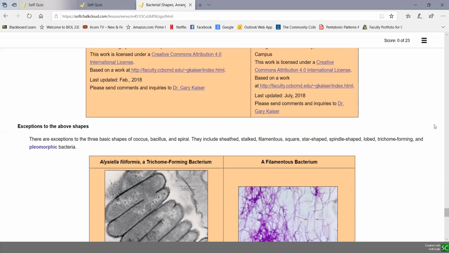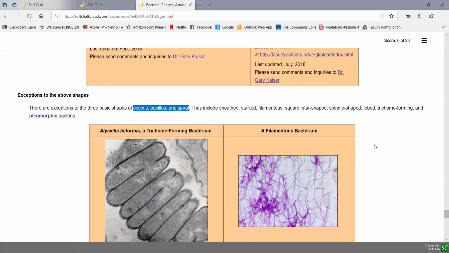Now, there are some exceptions to those three shapes. Again, our three main shapes are coccus, bacillus, and spiral, and those are the shapes we'll be looking at during the semester. But there are some bacteria that are surrounded by a sheath. Others have little stalks they use to attach to surfaces. Some, like the actinomycetes in the soil, produce long filaments similar to a mold, but they are prokaryotic. There's a few bacteria that are actually square-shaped. There's some that are star-shaped. There's some that are spindle-shaped. Some divide longitudinally, forming what are called trichomes.